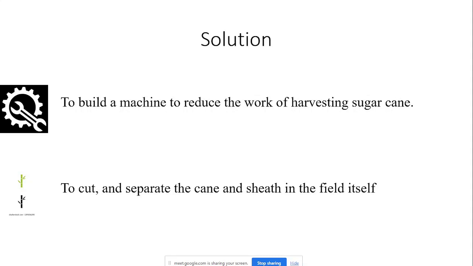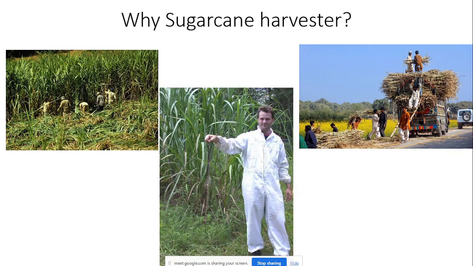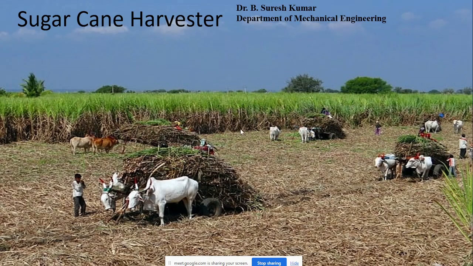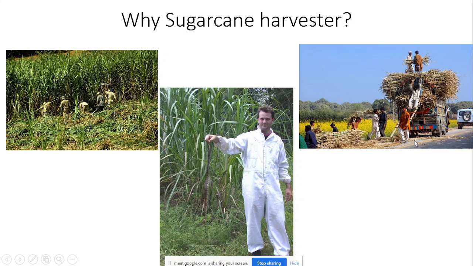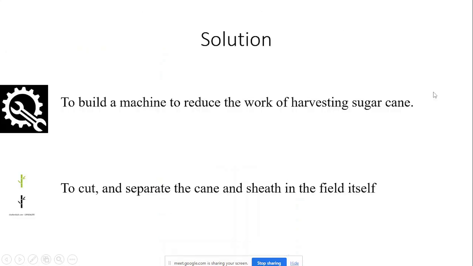For the how question: build a machine to reduce the work of harvesting sugarcane, to reduce the farmer's work. The second how question deals with cutting and separating the cane and the sheet in the field itself. In the field itself, I may cut the sugarcane, and after that load it on the lorries and vehicles. This is the solution I can provide to the farmers.